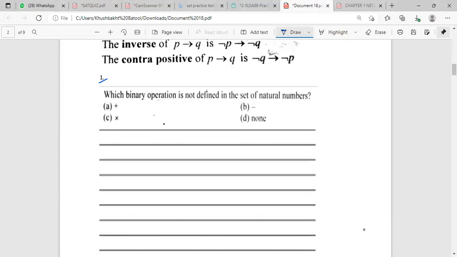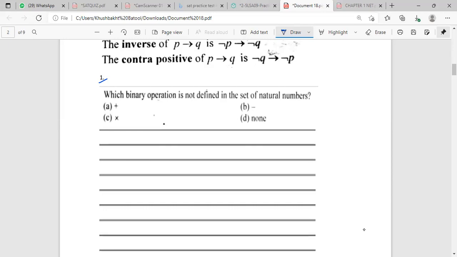Which binary operation is not defined in the set of natural numbers? Now again, we read this question in the last class, but I did not talk about this because I wanted to explain everything in detail. In the very first class, we talked about things differently so I could refer to the first class for this class. We have defined everything: binary operation, groupoid, semi-group, monoid, and groups.